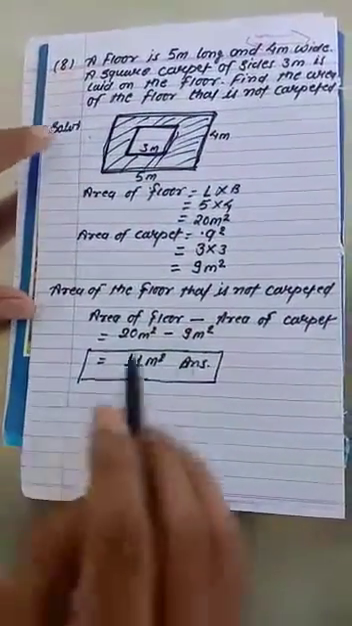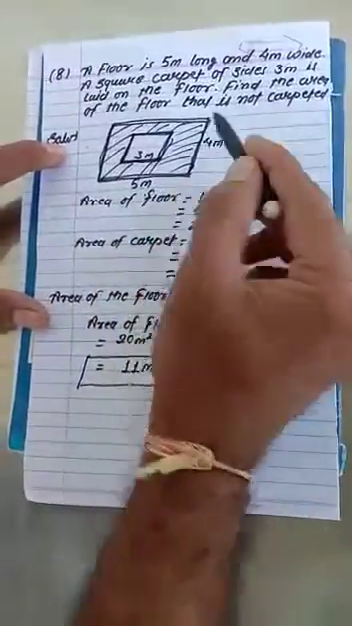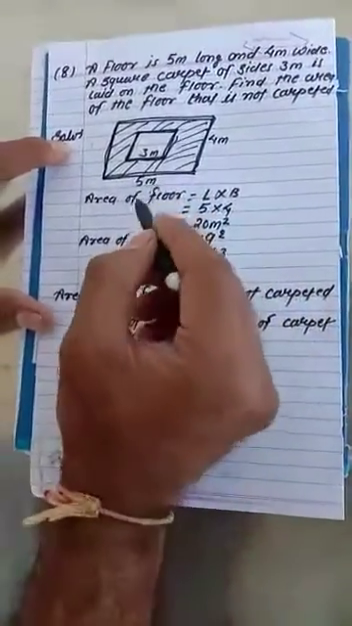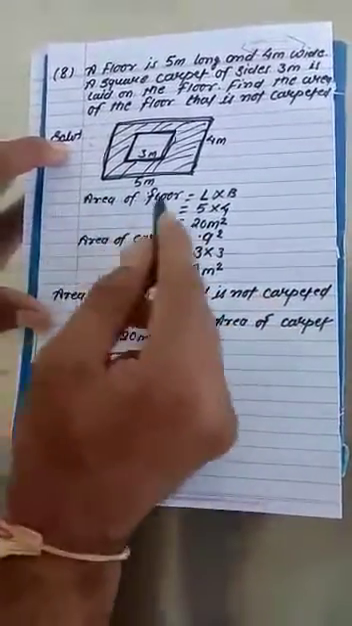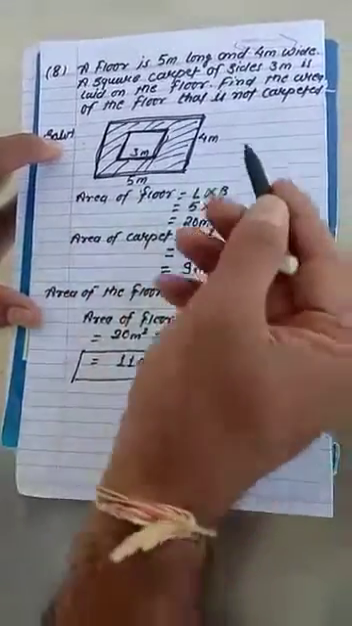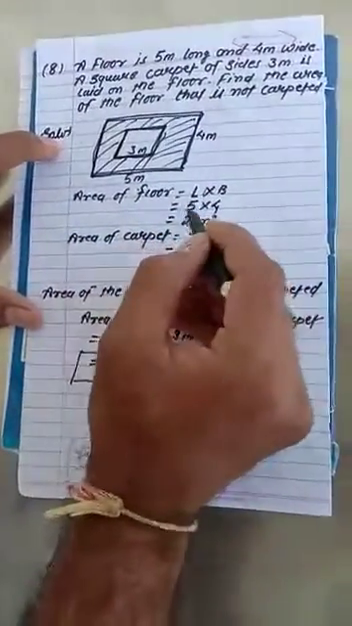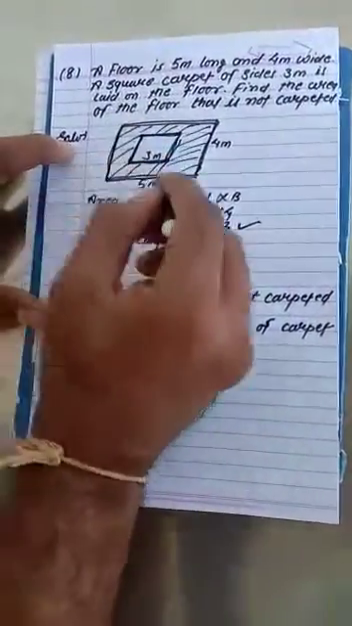So first we take out the area of the floor. What is the area of the floor? This is also a rectangular field, so it will be length into breadth. The length is 5 meter and the breadth is 4 meter. So it will be 5 into 4, 20 meter square, which is the area of this floor.